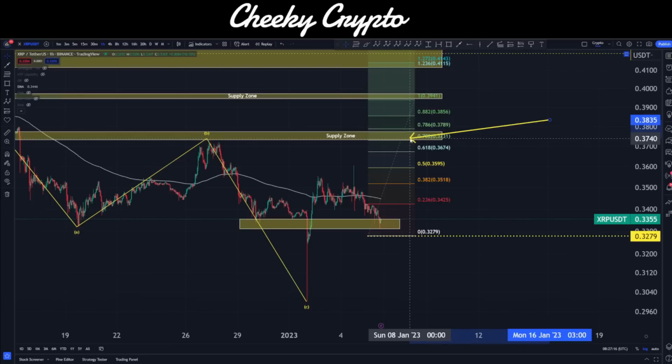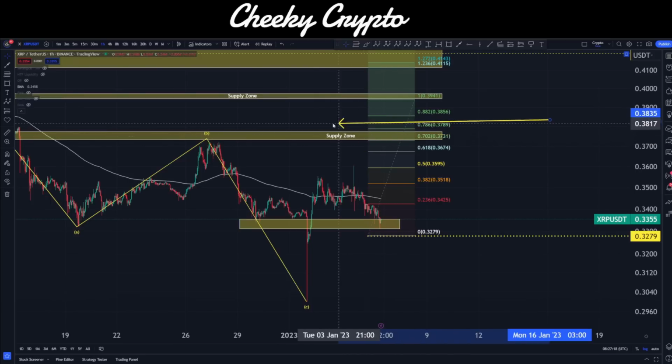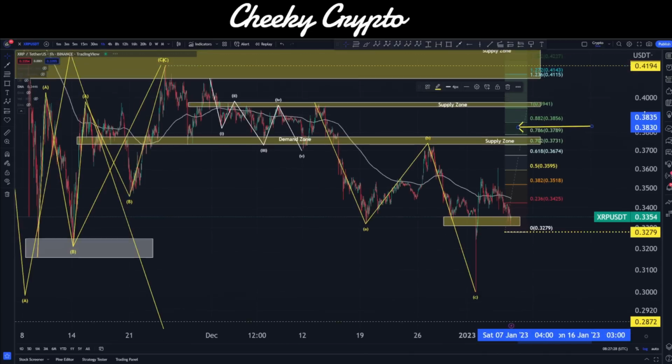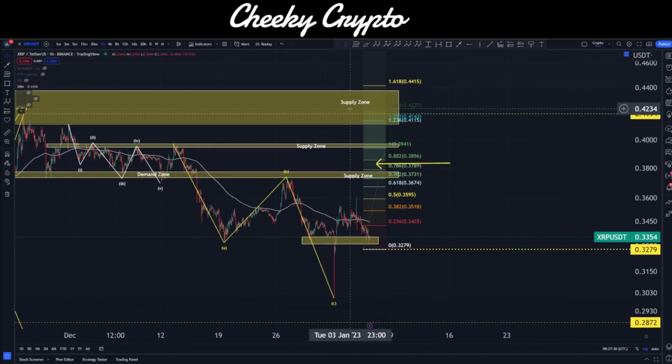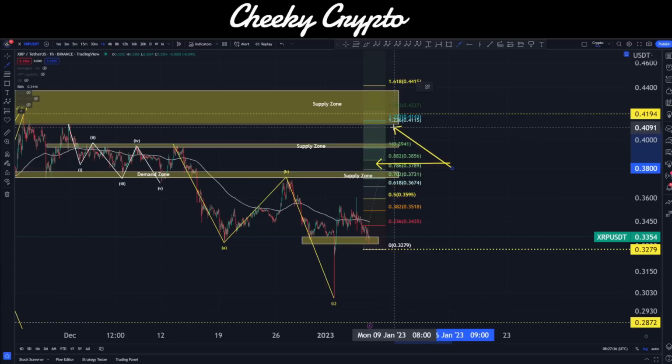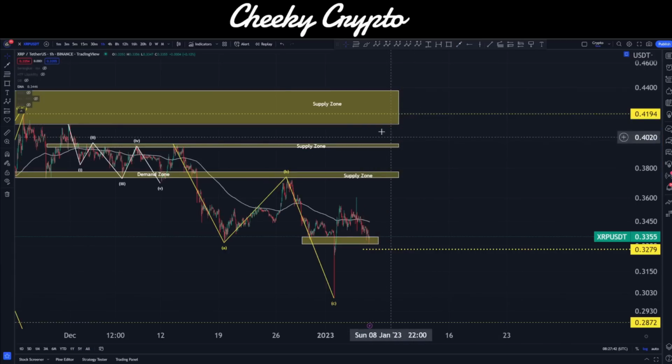Now you can see that the 702 and the 786 could also be rejections right on this supply zone, so 37.89 is also an interesting point. It's possible that we don't fully go straight through here. And again, if I zoomed out further, we do have that bigger piece, but there's no requirement to go up here as far as I can see. If we really wanted to stretch for it, we could go for the 1.236 at 41.15, but I'm not sure that's something we should be thinking about.